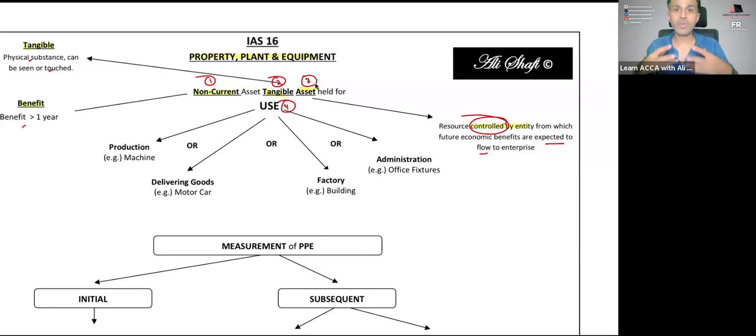And secondly, it's always locked into my workplace. When I come in, I get the benefit out of this. All of that stuff, no one else will have access to it. Tangible they are, non-current they are. All of them are to be the property, plant, and equipment of my business.